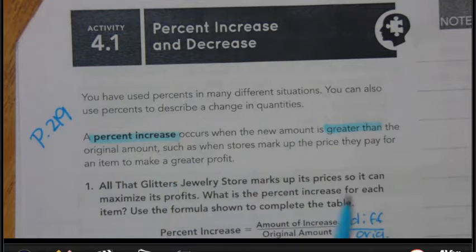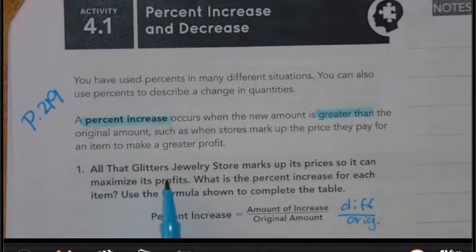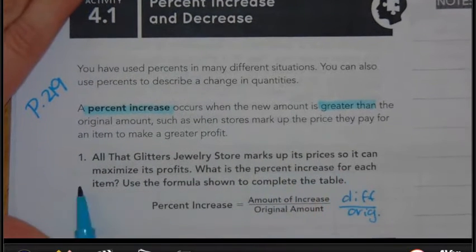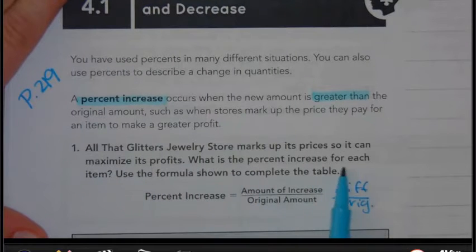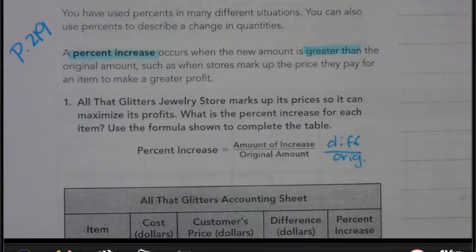A percent increase occurs when the amount is greater than the original amount, such as when stores mark up the price they pay for an item to make a greater profit. Okay, so let's just do some work here. Number one, All That Glitters jewelry store marks up its prices so it can maximize its profits. What is the percent increase for each item? Use the formula shown to complete the table. All right, so I've got percent increase equals the amount of increase over the original, which in hindsight 2020 means difference over the original. Okay, that's what you'll hear a lot of the times.